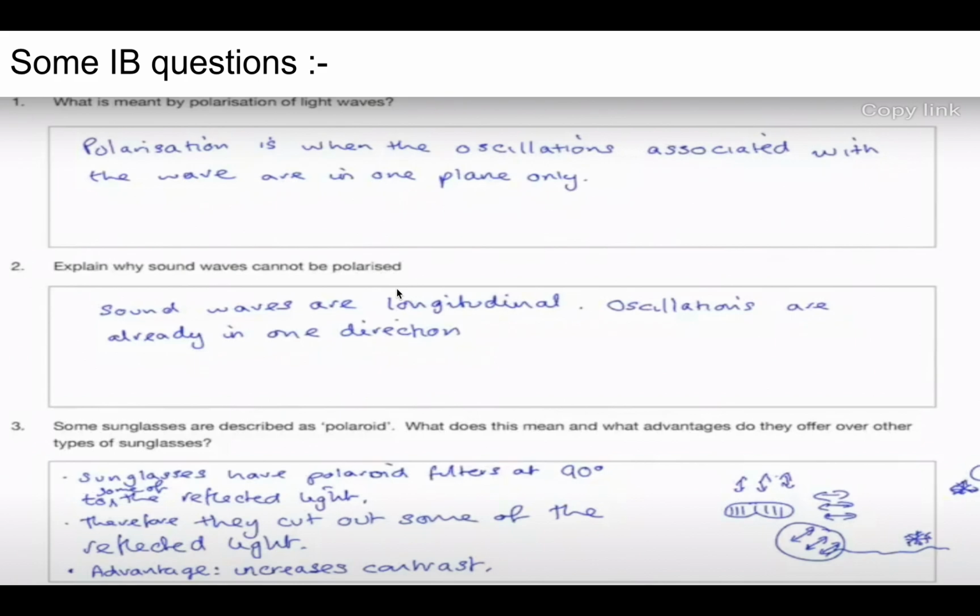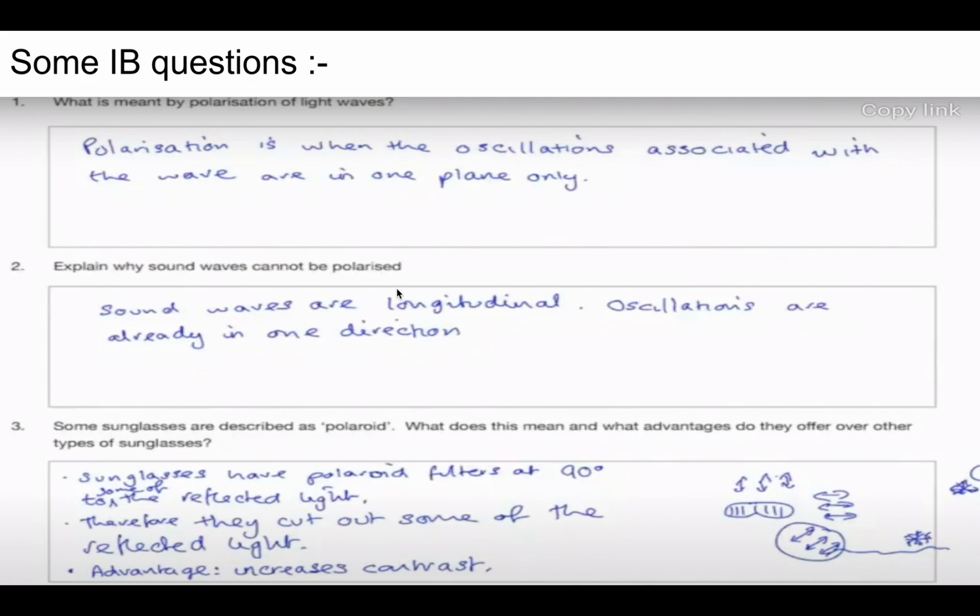Polarization of a light wave is when the oscillations associated with the wave are in only one plane. Second, explain why sound waves cannot be polarized. Sound waves are longitudinal waves, so the oscillations are already in one direction. That's why they cannot be polarized.